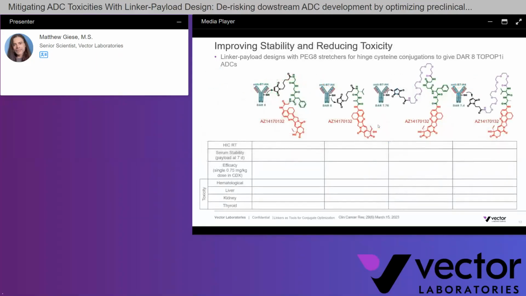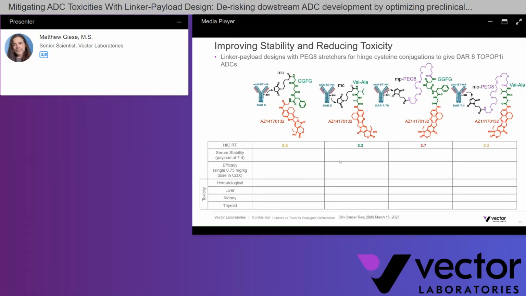This is a great example of ADC optimization from AstraZeneca, and they show that stability and tox can be improved by a linker payload that incorporates a PEG-8 stretcher and this proprietary topo-1 inhibitor. So all 4 of these ADCs use the same proprietary topo-1 inhibitor, and then for conjugation, they either use MC or MP PEG-8, and the cleavable trigger is either GGFG or Val-Ala. And then they mix and match the various components, and they look at them in these different set of assays.